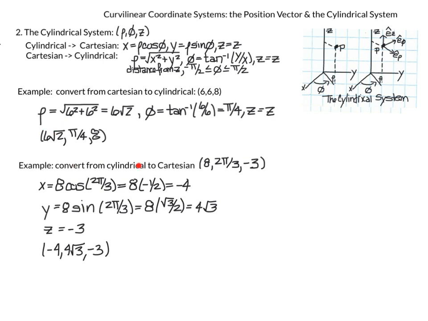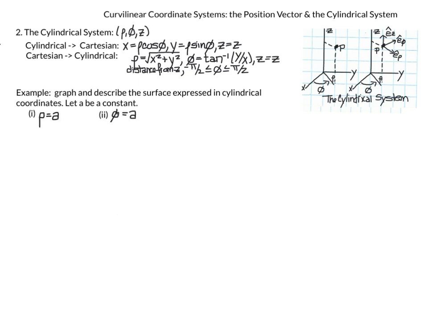Next, to convert from cylindrical to Cartesian, we have 8, 2 pi over 3, negative 3. So x is going to be rho cosine phi. So x is 8 cosine 2 pi over 3, which will give us negative 4. Y is rho sine of phi, so y is equal to 8 sine of 2 pi over 3, which is equal to 4 square root of 3, and then z is equal to z, so z is negative 3. So this is our coordinate.